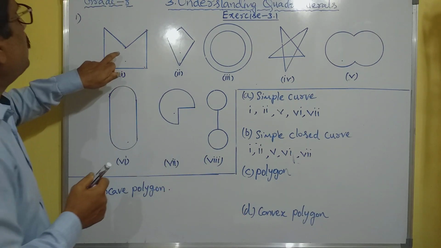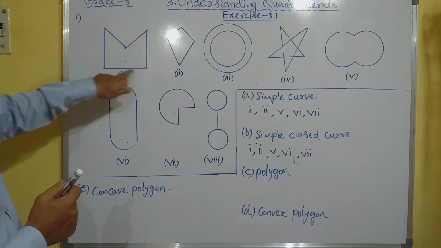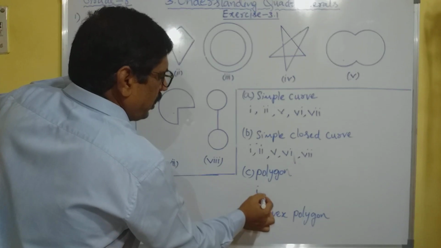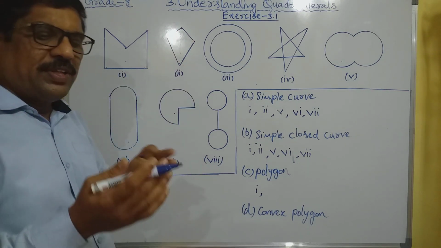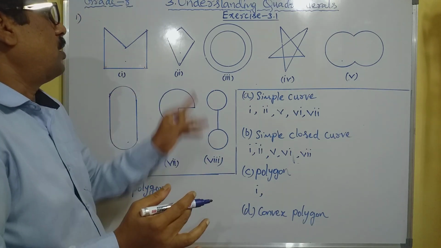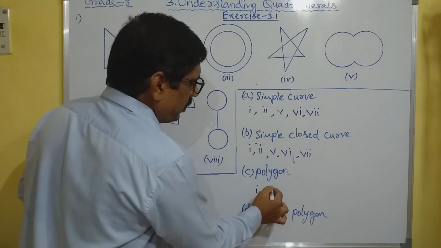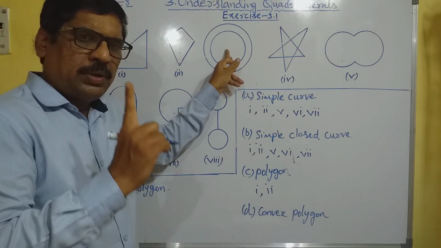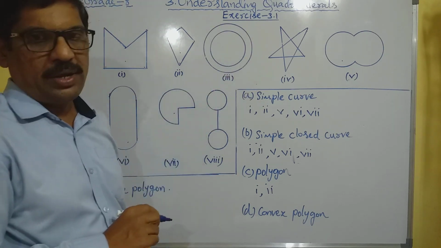So look at this figure. Here this is a simple closed figure, and it has 5 sides, so we can call it a polygon. So the first one is a polygon, and look at the second one. In the second one there are 4 sides. What is the name of a figure which has 4 sides? Yes, it is a quadrilateral. So it is an example for a quadrilateral. So it is also a polygon. And this is not a polygon. Why? Because a polygon must have the sides as straight lines, but it has curved lines. Okay, so it is not a polygon.